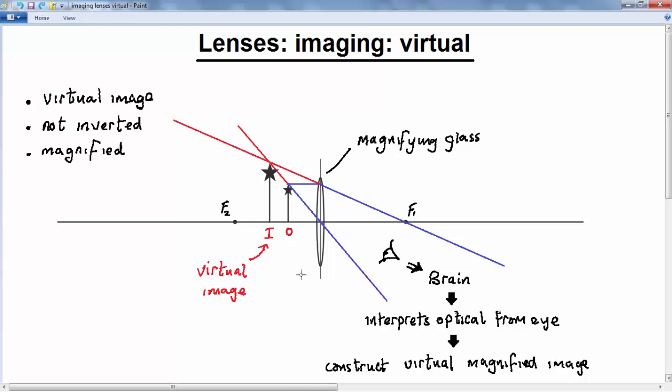In the next lesson what we'll do is we'll look at the relationship between the object distance, the image distance, and the focal length of the lens.